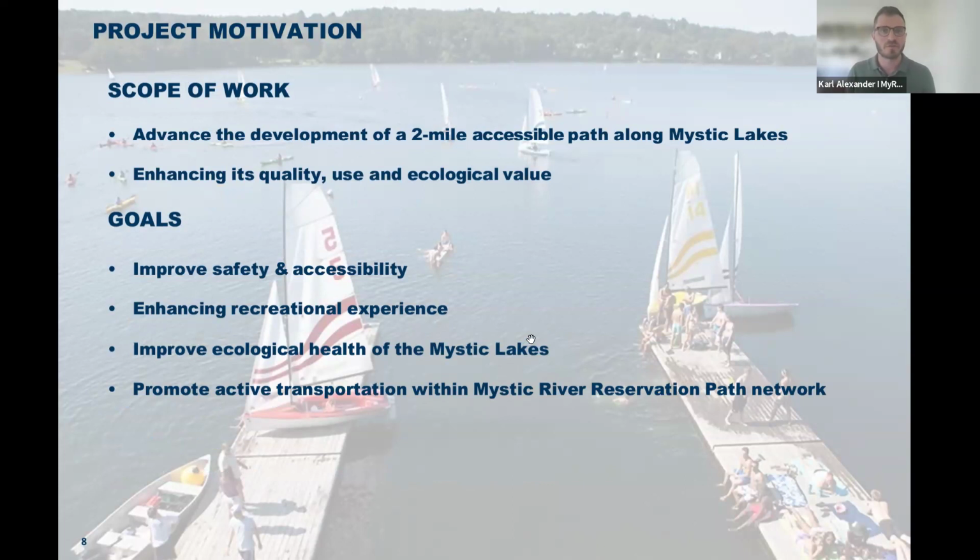The scope of work includes advancing the development of a 2-mile accessible path along the Mystic Lakes, enhancing its quality, use, and ecological value. The goals of the project are to improve safety and accessibility, enhance recreational experience, improve the ecological health of the Mystic Lakes, and promote active transportation within the Mystic River Reservation Path Network. We have turned to these goals in the scope of work quite regularly in order to help provide a guiding hand in the design process.